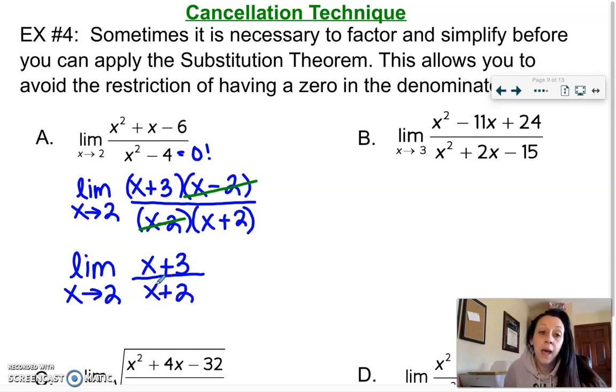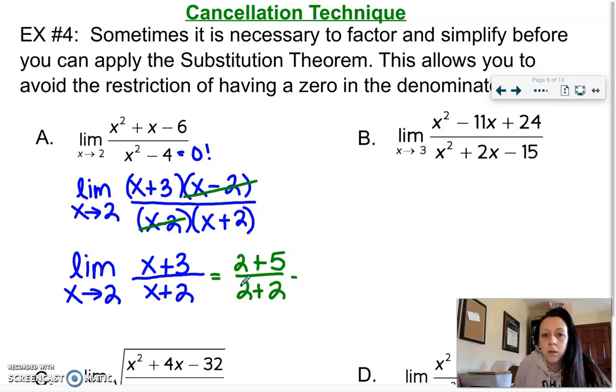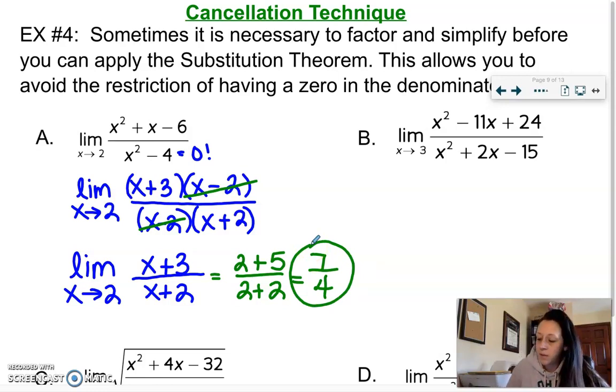So what I have now is a simplified version of the original equation. And now I'm going to try plugging in the number 2 to find the limit again. So now I'm going to essentially try the substitution method again. So I would be plugging in 2 for x. And now I'm able to get an answer that does not have a 0 in the denominator.